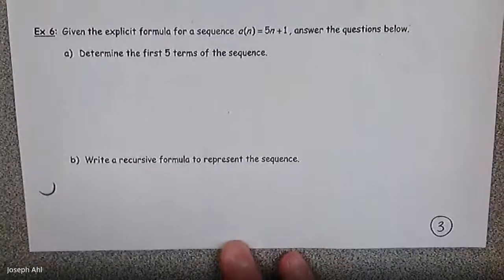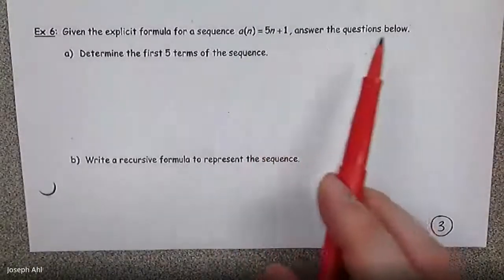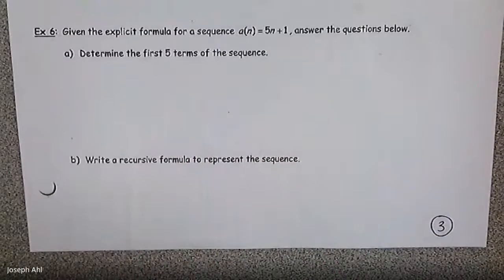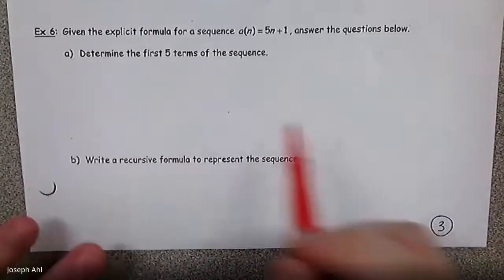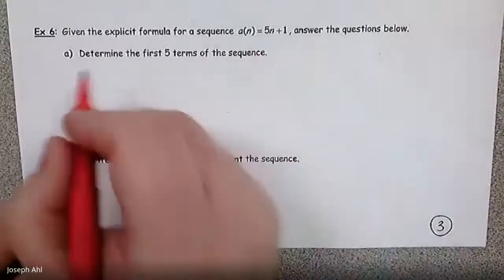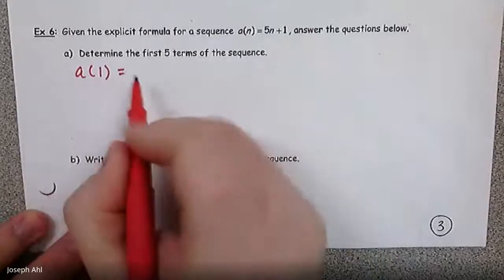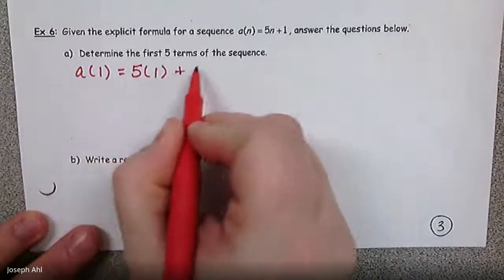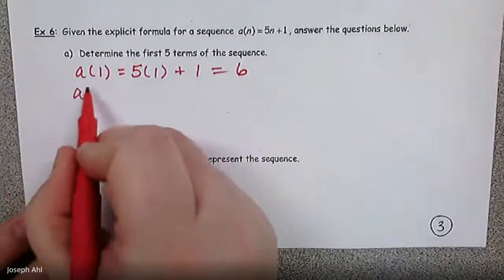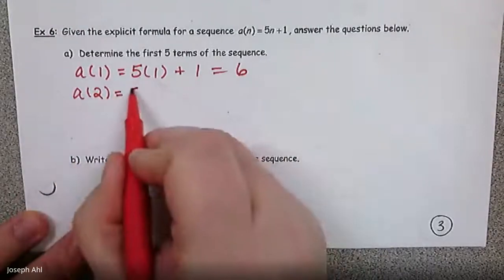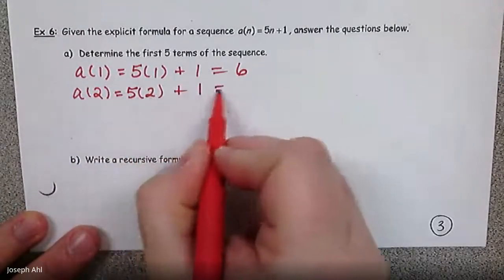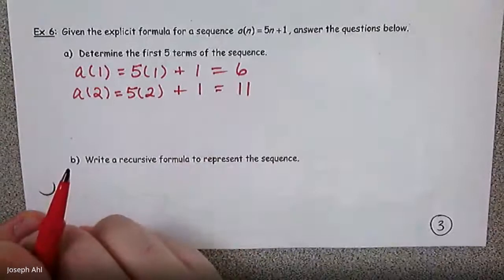Let's go through example 6, though. It says, given the explicit formula, answer the questions, determine the first 5 terms of the sequence. This should go pretty fast for us. So just plugging in 1, 2, 3, 4, and 5 for n to get the terms here. So what would a of 1 be? It would be 5 times 1 plus 1, which is 6. And then a of 2 would be 5 times 2 plus 1, so that's going to be 11.